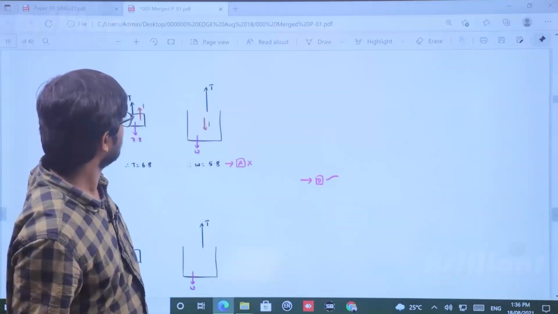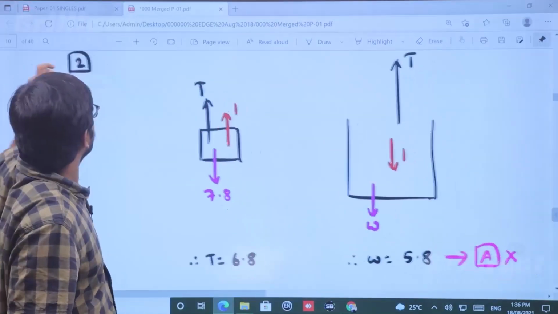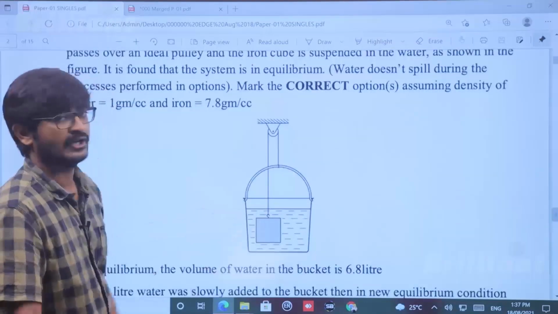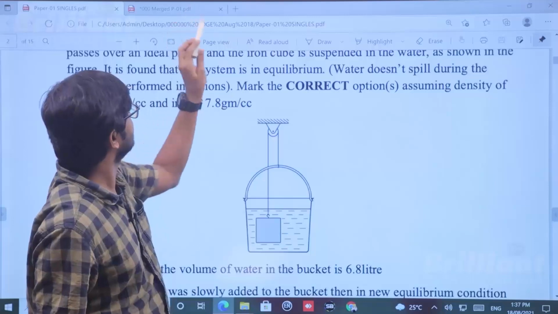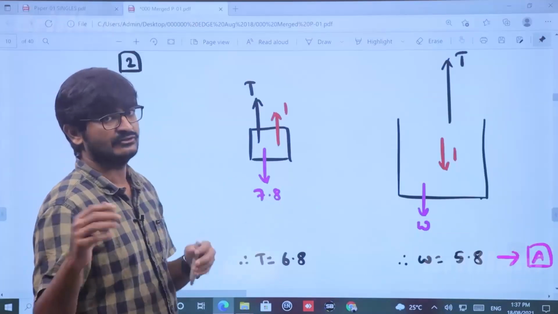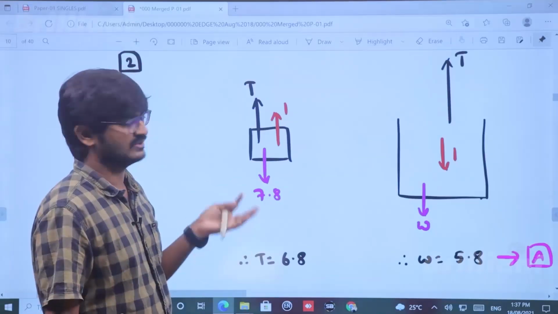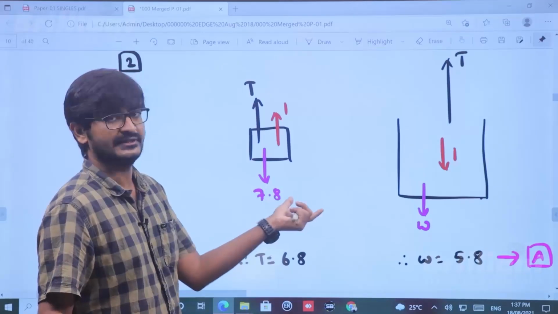So this is the initial situation, right? When I draw the free body diagram of the block alone, there will be how many forces? Its weight and buoyancy. Its weight will be 7.8 into V into g. I am just writing 7.8 instead of V into g because the answers are in terms of liters only.